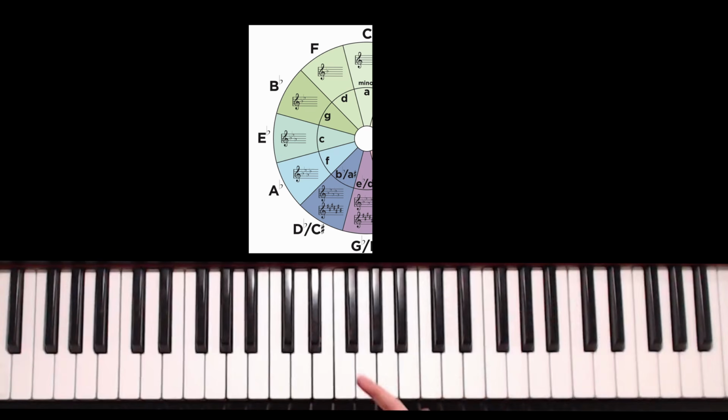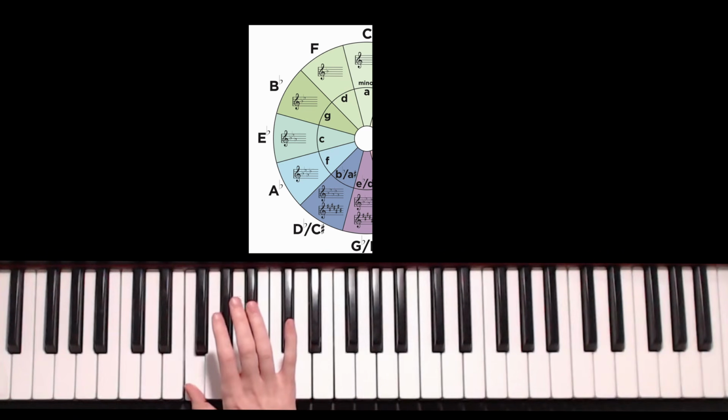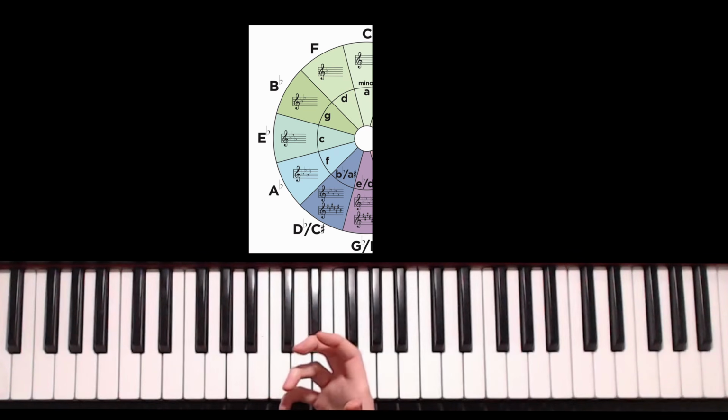But when I'm learning the flat keys, you basically just go down 5 notes. So if I go back 5 notes within the key of C, 1, 2, 3, 4, 5, I get to F. And then F is my first key that has a flat.